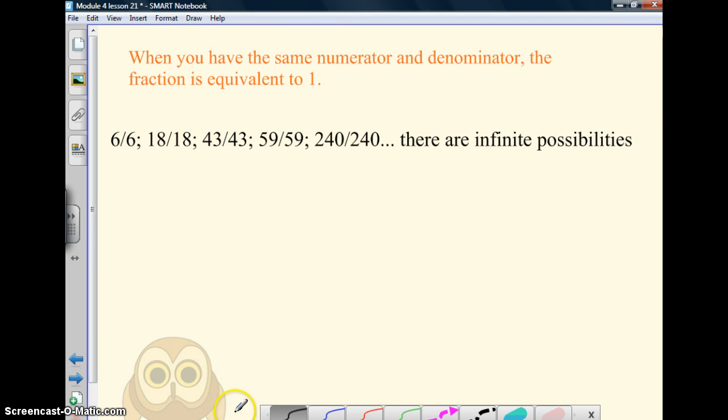Okay, when you have the same numerator and the same denominator, the fraction is equivalent to 1. We know this. We've been doing this for a long time. There are infinite possibilities. You can have anything. I know some of you guys are getting ridiculous right now, but yes, you can have like 10,946 over 10,946 and it still equals 1. Okay, so no matter what the number is, if the numerator and the denominator are equal, the fraction is equal to 1. Important information there.